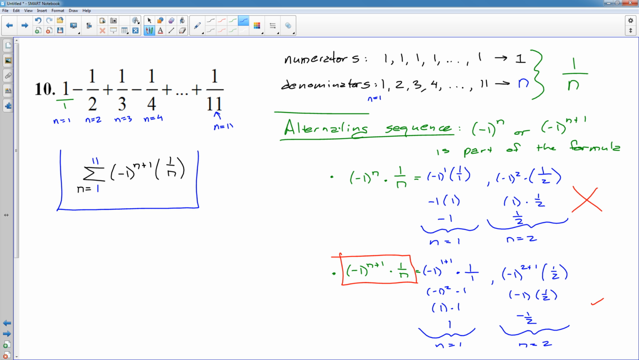This is our sequence. Unfortunately, the two problems I put on the review for this were both kind of tricky. But this is how you would convert an expanded sum into sigma notation.